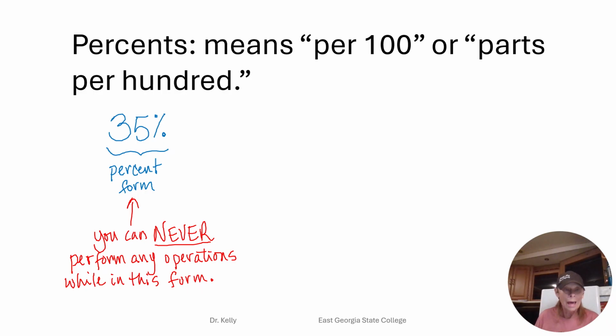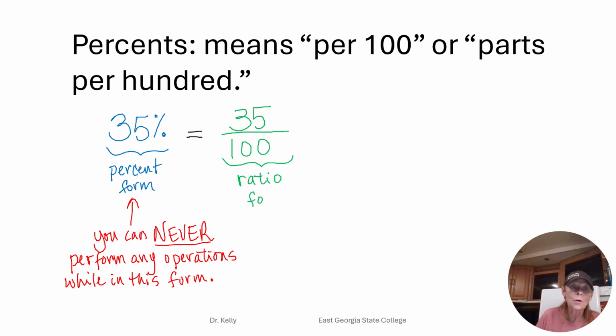Now, how do we actually deal with it? Well, by definition, 35% is 35 per, over a line, 100. This form looks like a fraction, and it is, but we're going to call this the ratio form, because ratios are fractions that we've formed ourselves out of word problems, basically. So this is ratio form, but I'm going to also write fraction down here.